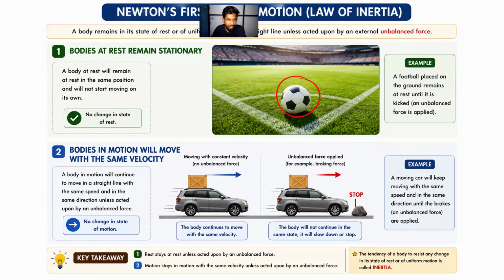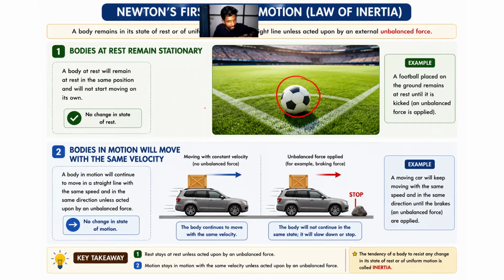So he said that the body, until an unbalanced force is applied, the body at rest will stay at rest. This is the first part. We have divided the first law into two parts to make it easy to memorize. The first part is this: until you apply the force, until you kick the ball, it will be at rest.